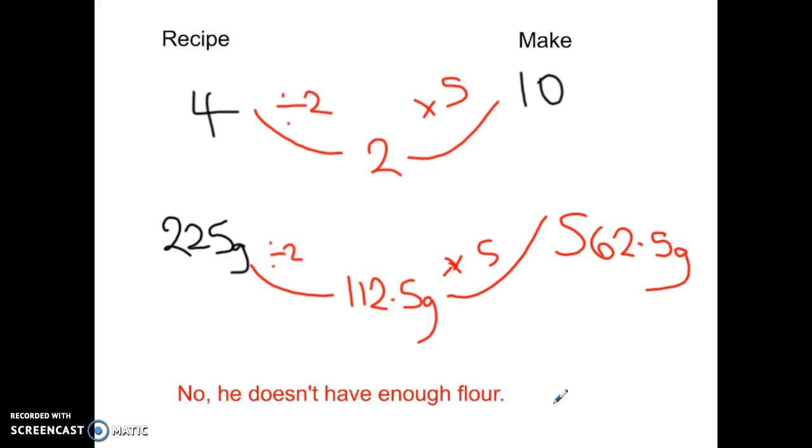So there are a couple of quick examples of how to do recipe style ratio and proportion questions. I hope that helps.